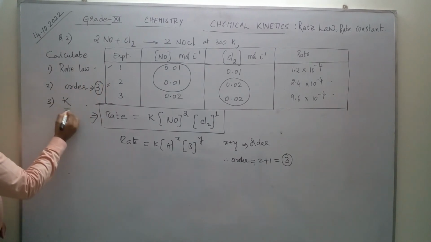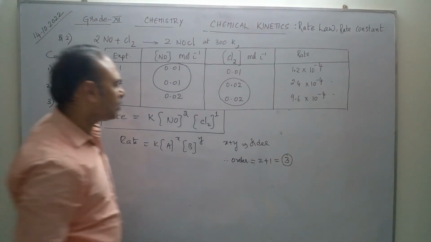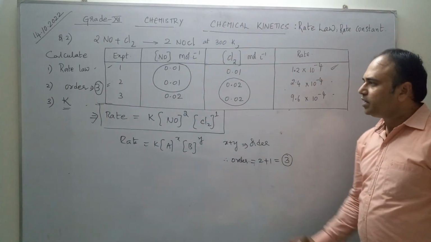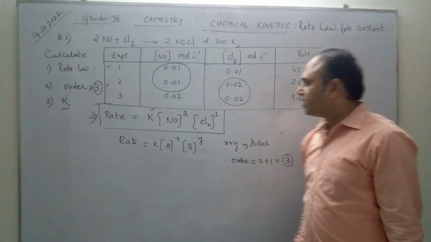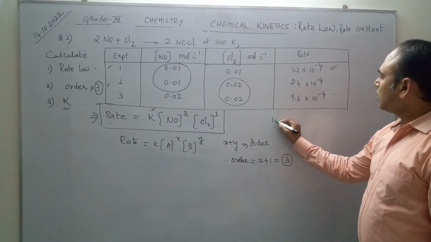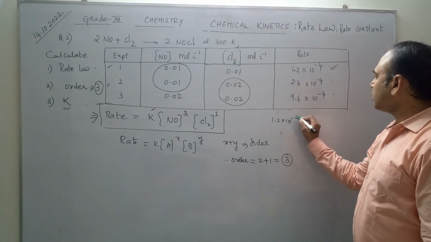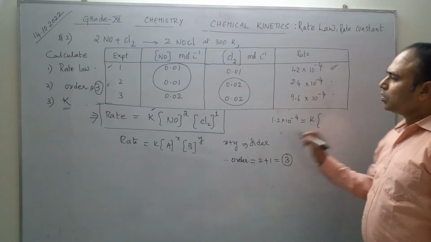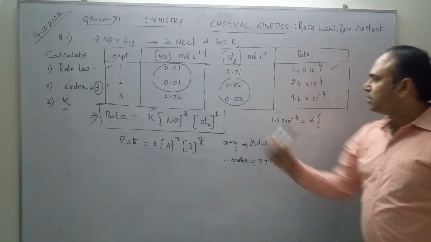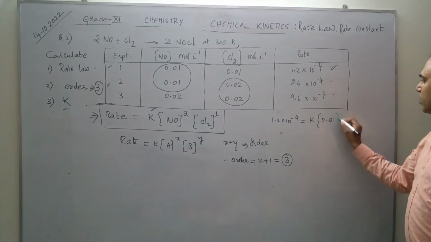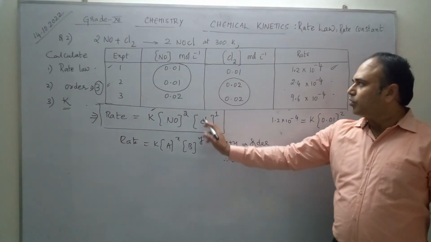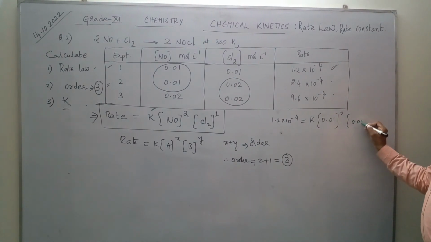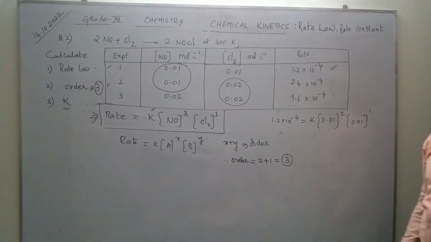Now the last one, find out the rate constant. Apply any of the equations. Let us take R1. We need to calculate what is K. So what is the rate here? 1.2 into 10 to the power of minus 4 is equal to K into the concentration of NO, which is 0.01 to the power 2. And what is the concentration of Cl2? Nothing but 0.01 to the power of 1.